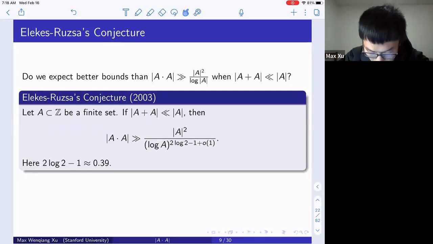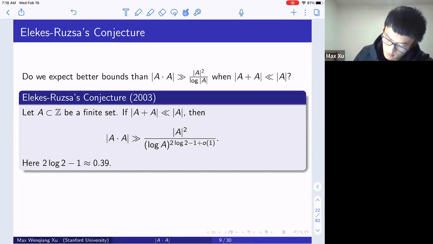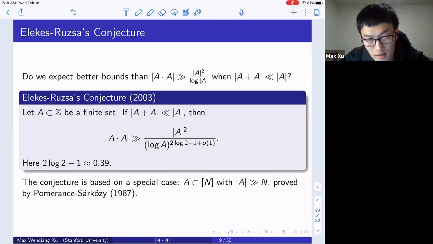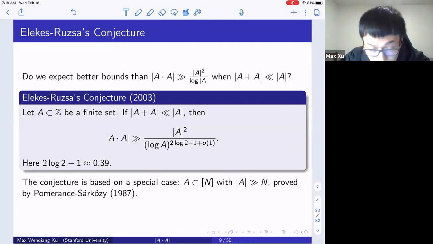Now, the conjecture is based on a special case. In a paper of Pomerance and Sarkozy, they proved in a special case that if you take set A to be a subset of 1 up to n, and set A has positive density, then the product set A dot A will be at least this quantity as I wrote here.